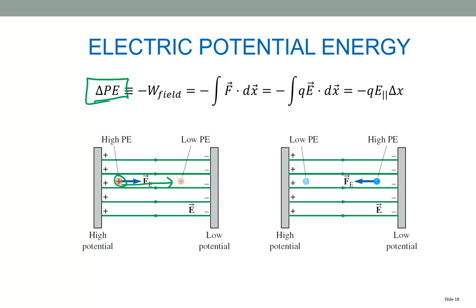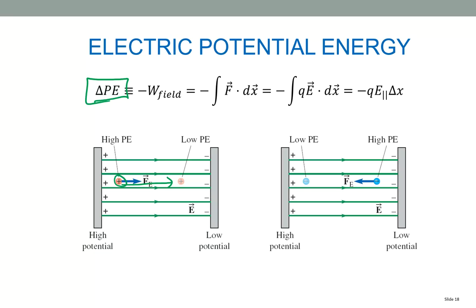If I push you this direction and you move this direction, did I do work on you adding energy, or did I do negative work and take away energy? Added energy. So that's going to add energy. The charge is going to speed up, so its kinetic energy is going to go up. And its potential energy is going to drop because it converted potential energy into kinetic energy.